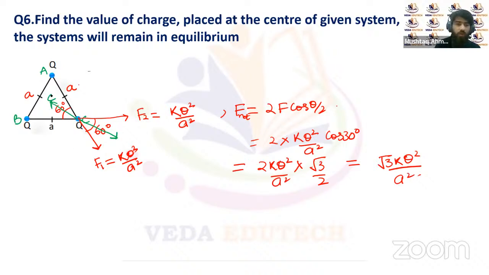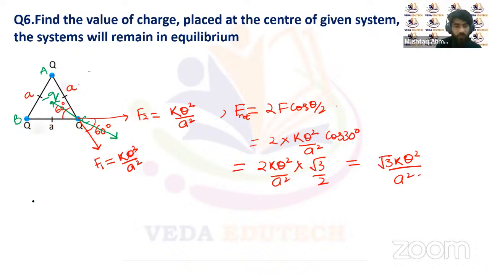So the only force that is possible here will be because of the charge placed at the centroid, and this charge must be a negative charge, because the force must be attractive. Only then it will remain in equilibrium. So this charge must be a negative charge, right? Now we have to calculate the magnitude of this charge.